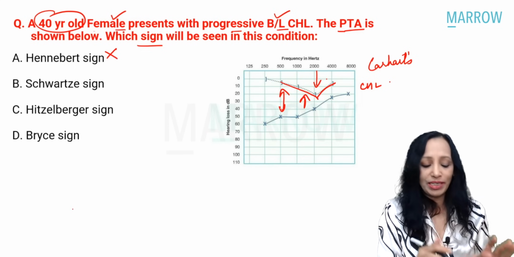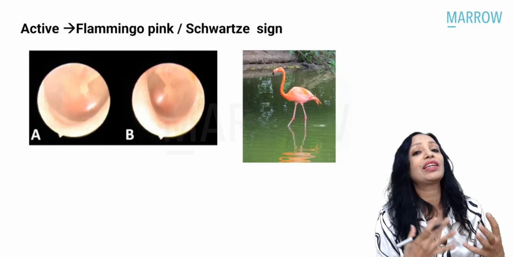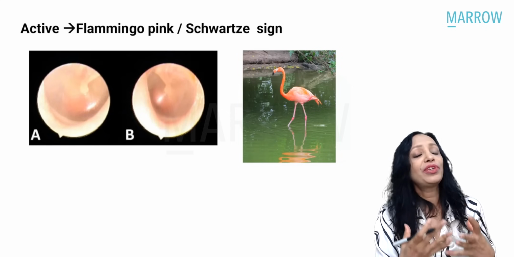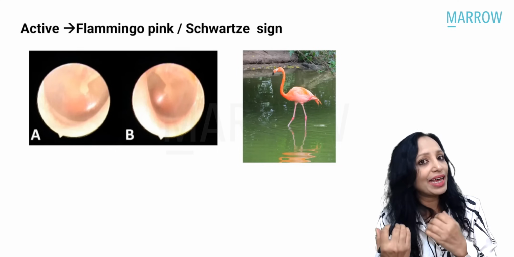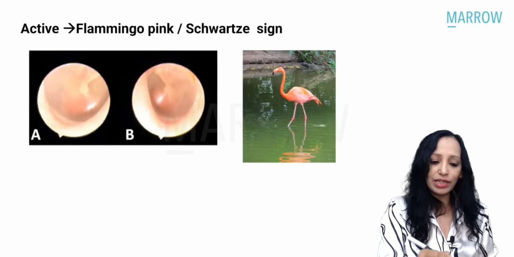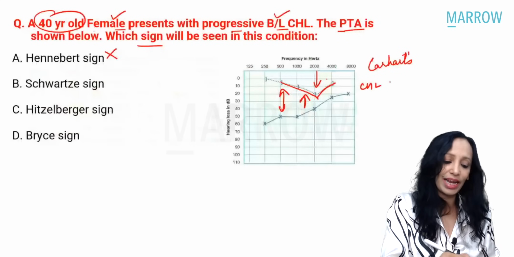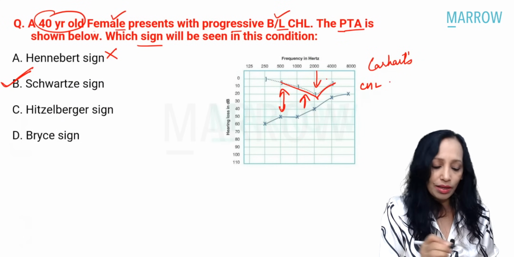It is the flamingo pink tympanic membrane seen in active otosclerosis because of the increased vascularity of the active focus on the promontory that gives the tympanic membrane a pinkish hue. So that is also known as the flamingo pink appearance, the Schwartz sign. So yes, that will be seen in otosclerosis. What are the other signs here?